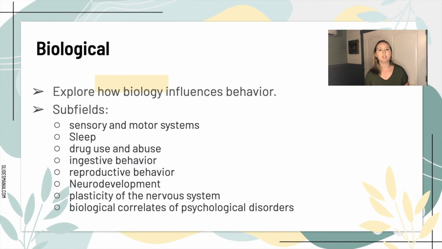Okay, so the biological subfield, we're exploring how biology influences behavior. Subfields within this, we can look at sensory and motor systems. We can study sleep, drug use and abuse, ingestive behavior, reproductive behavior, neurodevelopment, so the development of the nervous system, plasticity of the nervous system, so its ability to expand to include new information, and then biological correlates of psychological disorders, like what is going on physically that is causing the psychological disorder.